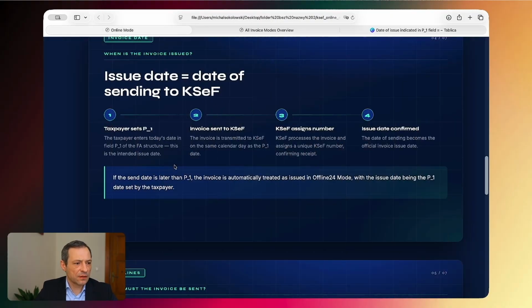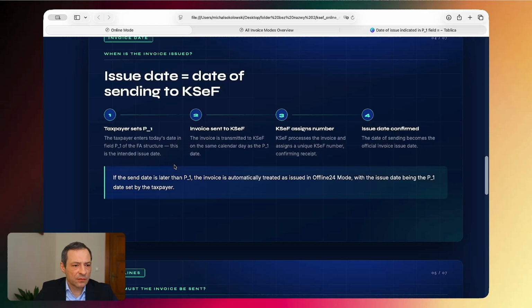So how does the flow of issuing the invoice look like? First of all, the taxpayer sets the P1 field, namely the date of issue, on the XML file of the invoice that he is issuing. In the second step, the invoice is sent to the Polish National Electronic Invoicing System, and within the online mode, the invoice is transmitted on the same calendar day as the P1 date indicated by the taxable person on the invoice.